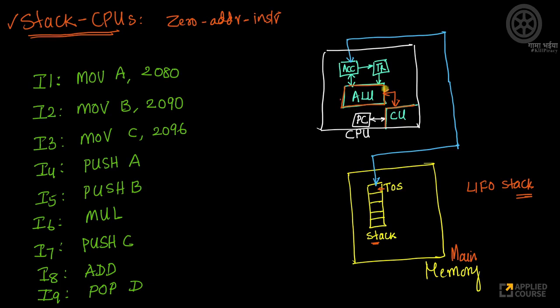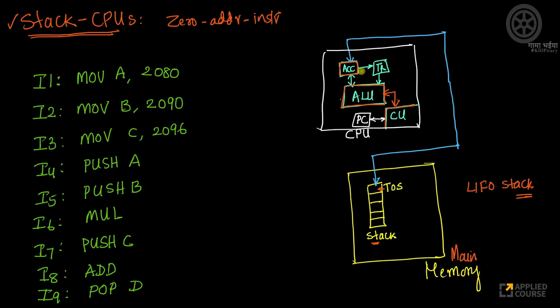Now the ALU itself works with two registers primarily. One register is called the accumulator. The other register is often referred to as a temporary register. This TR stands for temporary register. I'll explain how the ALU performs arithmetic operations with a simple example. So let's take a simple program here.